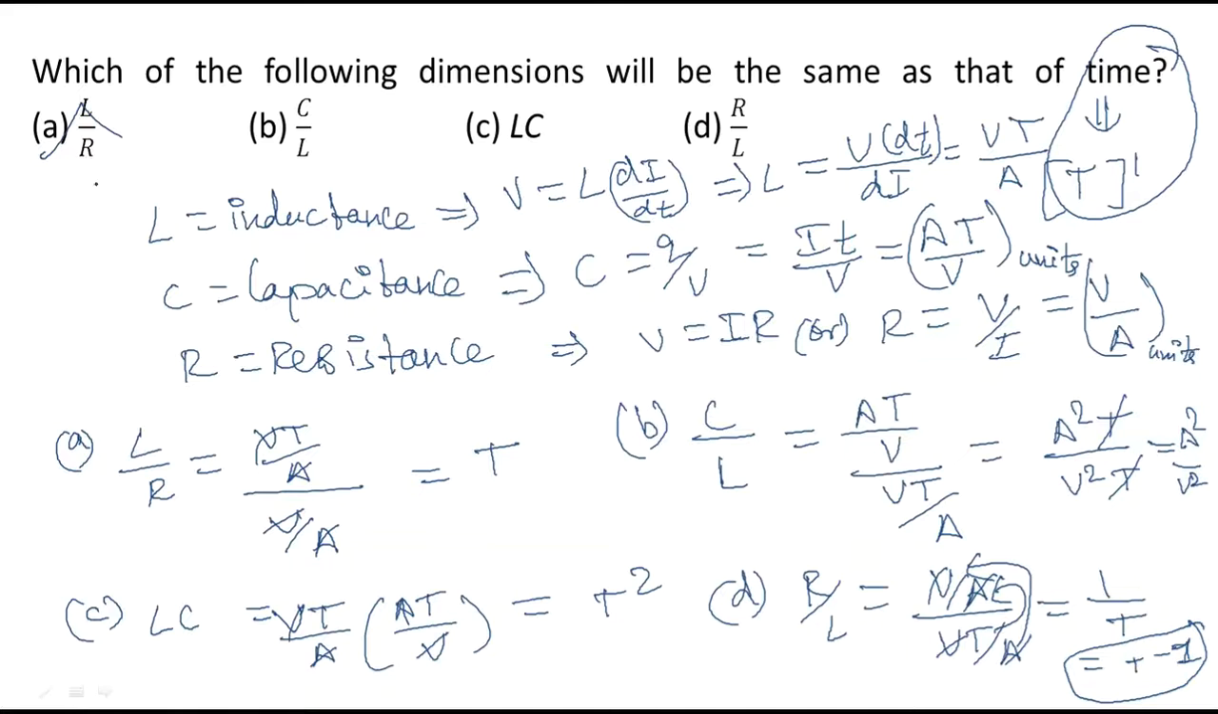So the correct option is only A, which is equal to T power 1. The remaining are not T power 1. Here we got T power 0, here we got T power 2, here we got T power minus 1. Okay, understood. So that's all.